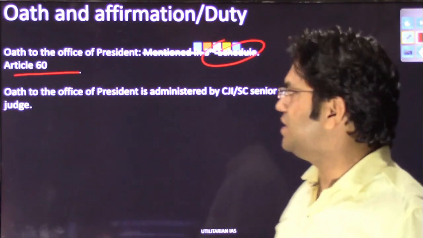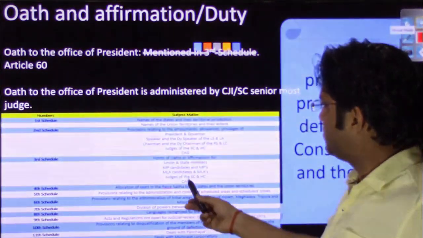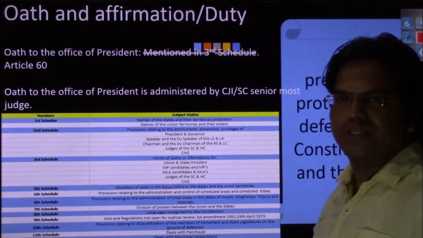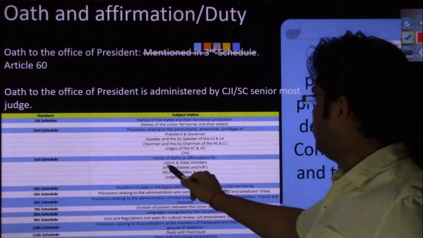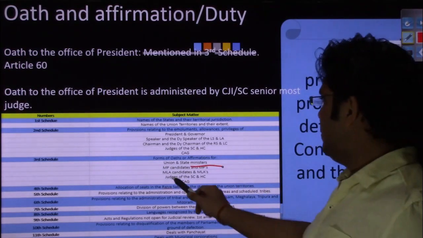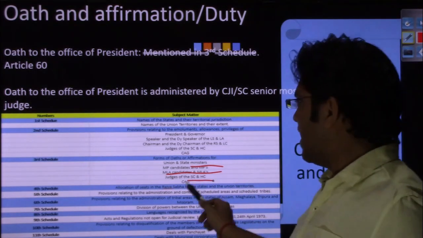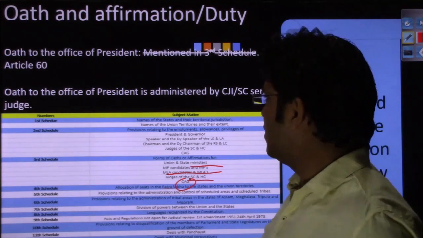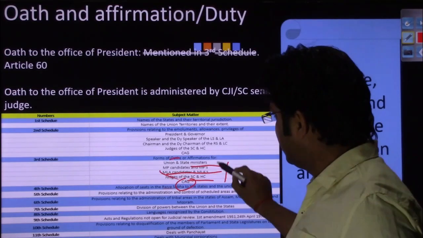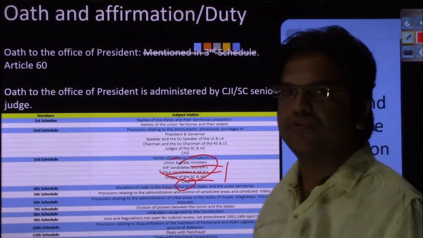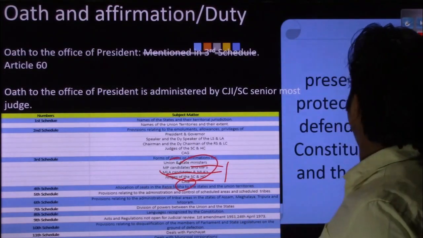Here you do have Union minister. If you want to see, you can have a glance over Schedule 3. Here you do have a snapshot. In the third schedule, where the oath of constitutional functionaries has been mentioned, you have only Union minister and state minister, then MP candidates and MLA candidates, then judges of Supreme Court and High Court, and CAG offices. So these six or seven offices' oaths have been mentioned in Schedule 3. Do you find the president here anywhere? No. The oath of president and governor has been mentioned directly in the Constitution, in Article 60.